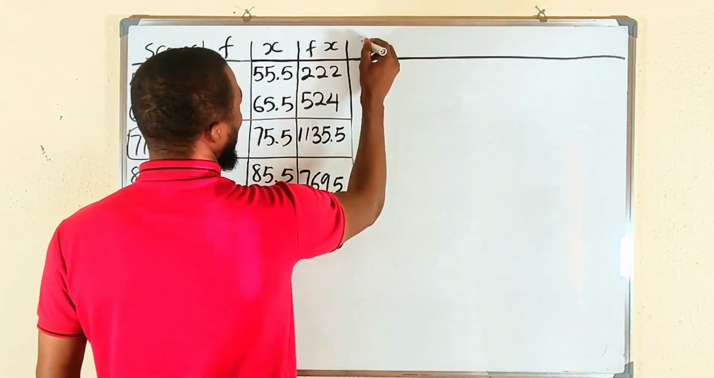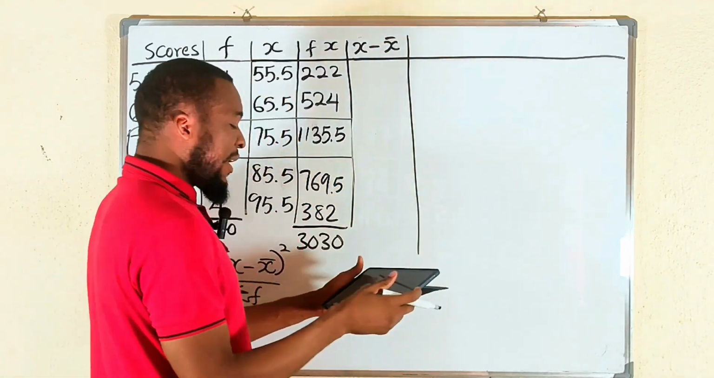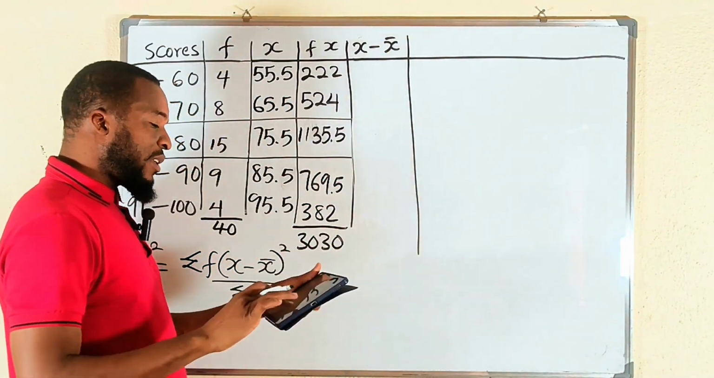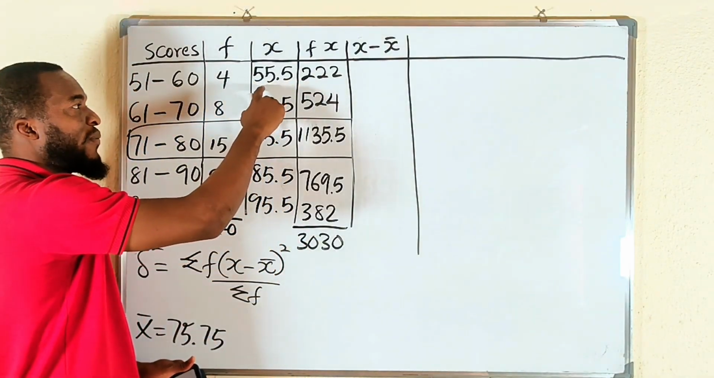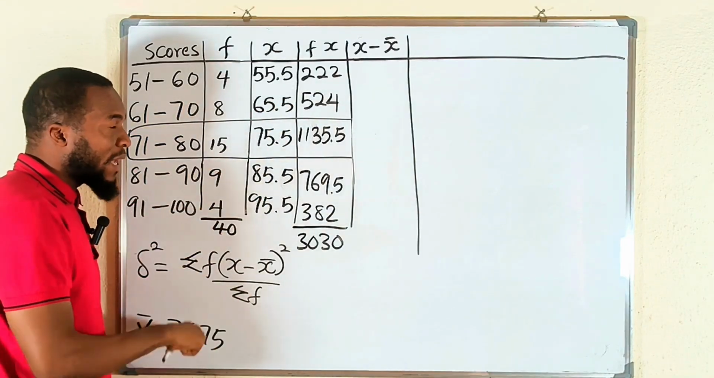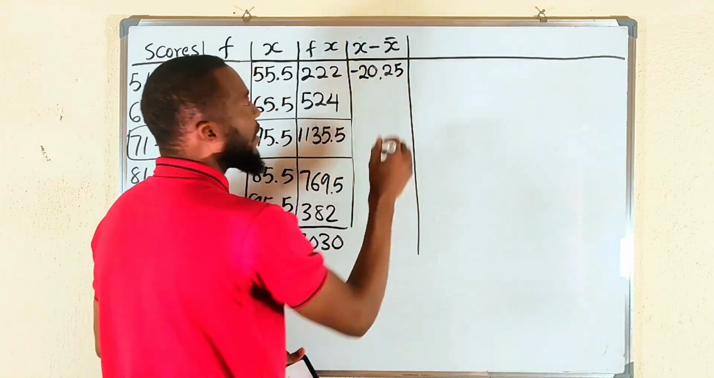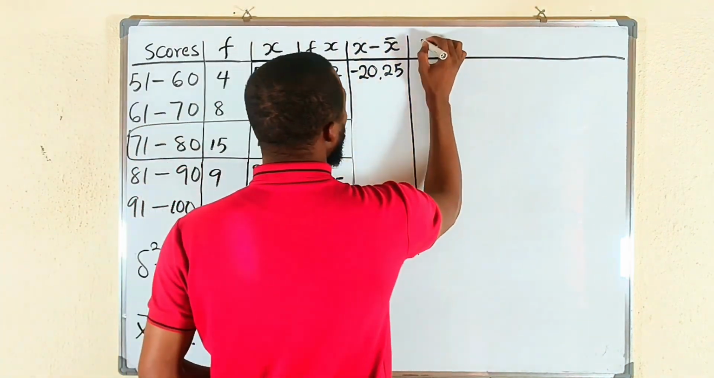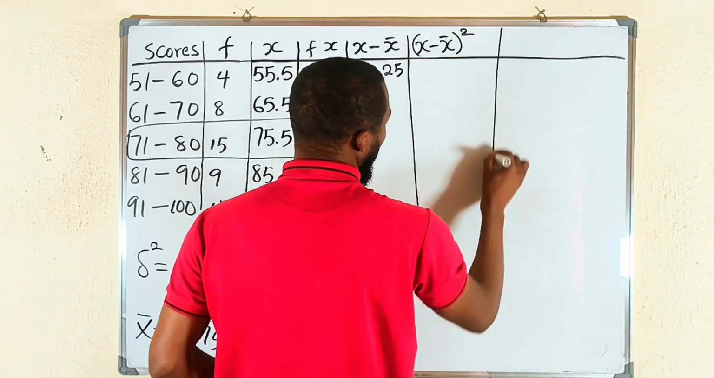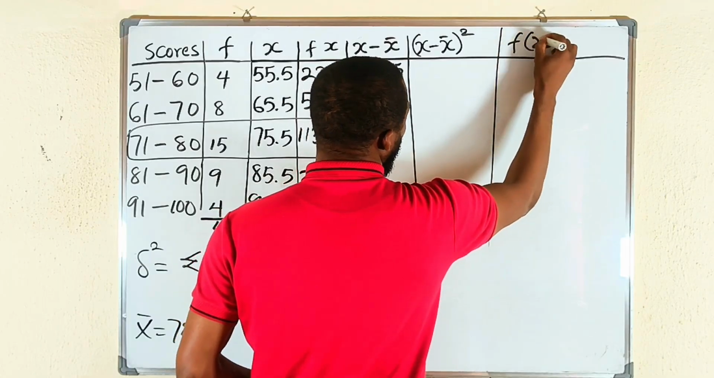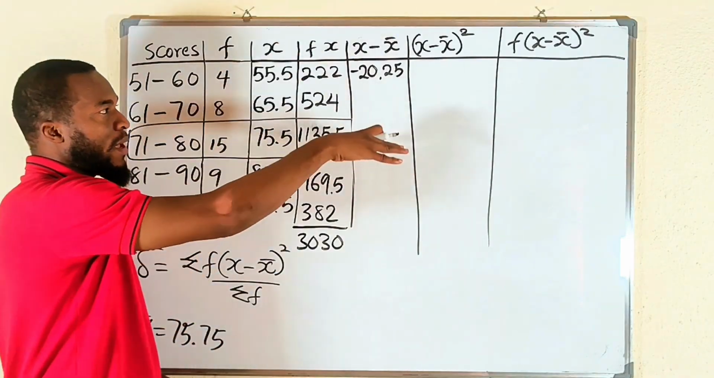I'm going to start with x minus x bar. X minus x bar, I have all of them here already, so let me just read them out. X minus x bar, you take x, which is the first one, 55.5, you subtract this number here. This is going to give us negative 20.25. Yes, this is what we have. Then the next one is going to be x minus x bar squared, right? And the last one is going to be f of x minus x bar squared. Make sure that everything in the formula appear on the table.